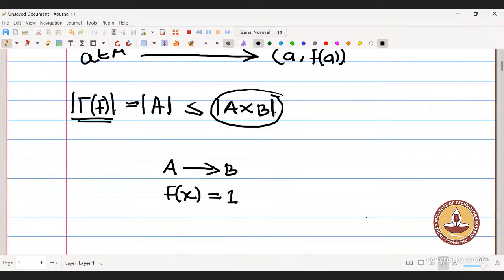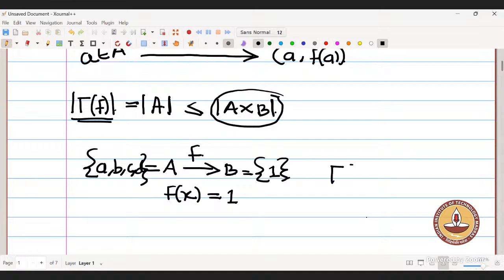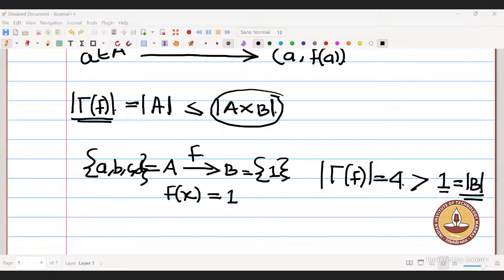Let's say A is {A, B, C, D}, and B is only {1}. In this case, if this is your function, what will be the cardinality of gamma of f? The cardinality of gamma of f is still 4, and certainly this is greater than 1, which is the cardinality of B. So the cardinality of the graph of the function may be greater; in some sense, it's completely independent of the cardinality of B. That's why this option 3 is incorrect.